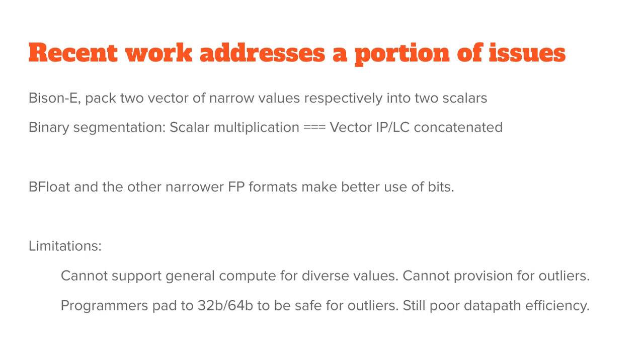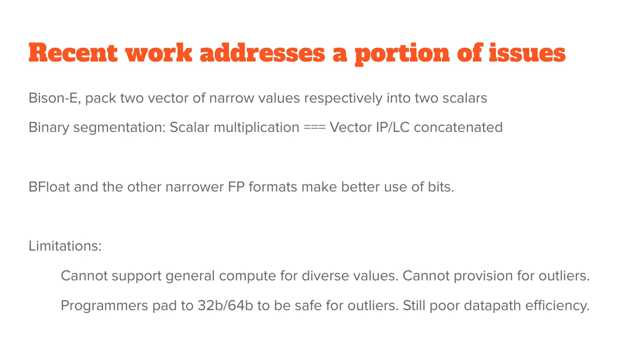BSNE takes advantage of a delicate mathematical property called binary segmentation to compute vector inner product or vector linear convolution on narrow values via multiplication of integers packed from those narrow values. There are also various floating point formats, including bfloat, proposed to make better use of data path bits in neural network workloads. However, this work cannot provide general compute support for values with diverse widths.